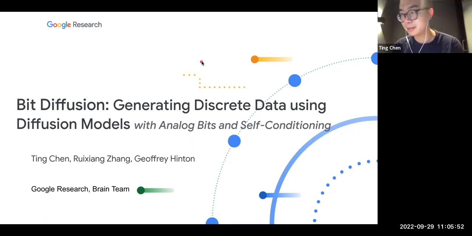Yeah, thanks, Kaya. My pleasure to present today our recent work, Bit Diffusion: generating discrete data using diffusion models, particularly with analog bits and self-conditioning. This is a joint work with Ruixiang Zhang and Geoffrey Hinton from the Google Research Brain Team.